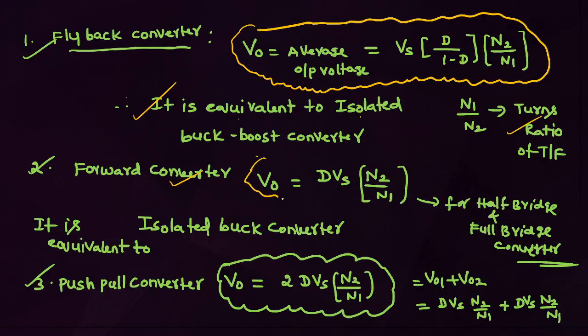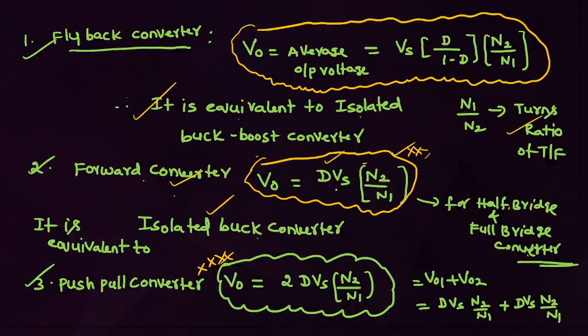Forward converter, what is the average output voltage? This is an isolated buck converter. In buck converter also it is dVs. Forward converter with transformer, buck converter without transformer. This is the push-pull converter average output voltage. Direct formulas you remember. For half-bridge and full-bridge converter also the same formula. Forward converter, half-bridge and full-bridge also the same formula you have to apply. These are the formulas with respect to SMPS, that is flyback converter, forward converter and push-pull converter.